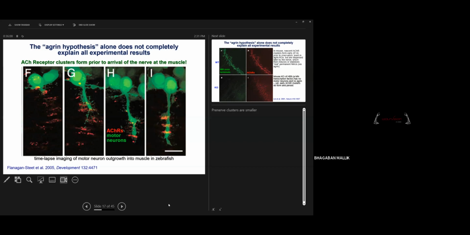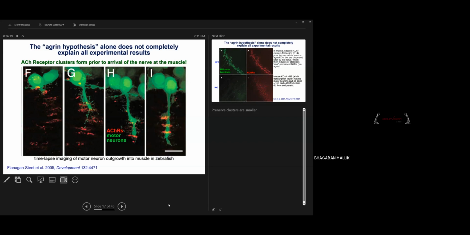So you do not have the presynaptic cell. That means you do not have the agrin. Then how is this happening? This is an exception to this hypothesis. There is a model explaining how this is happening. Even if you don't have this agrin, you still have formation of the acetylcholine receptor. Okay, so that is what's in the zebrafish model.